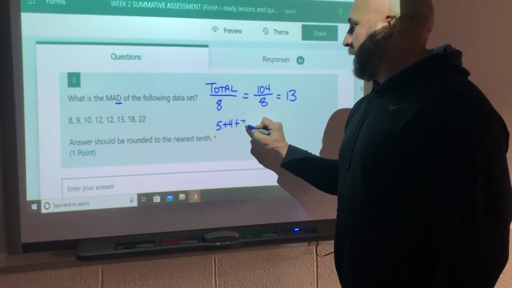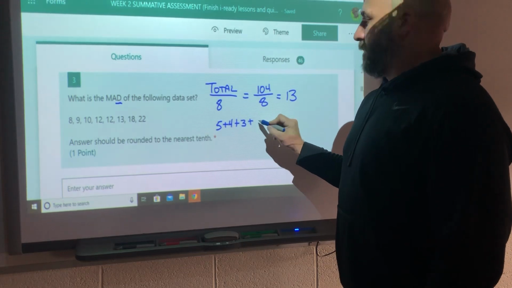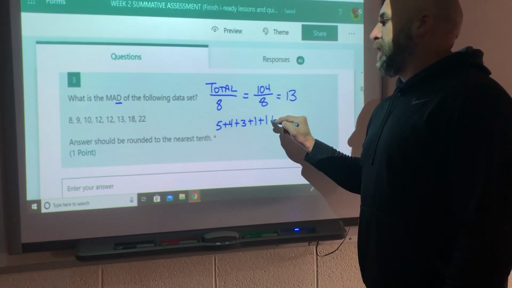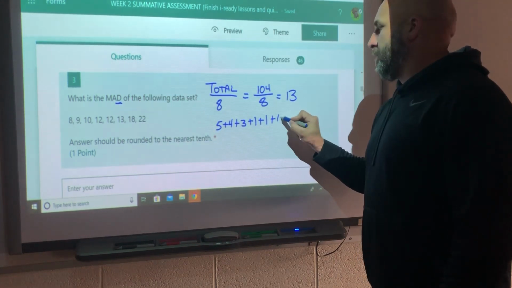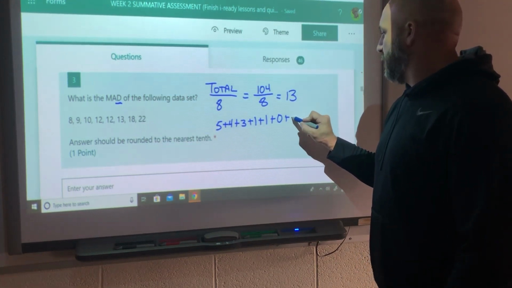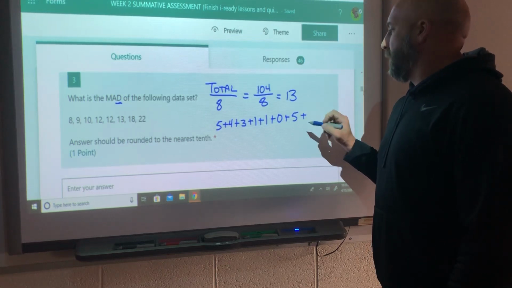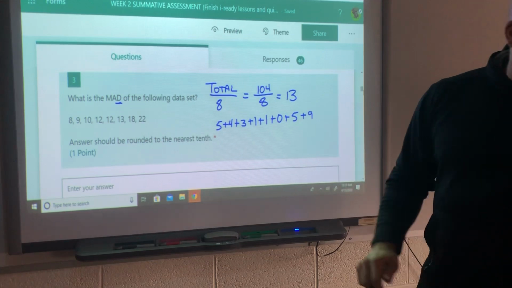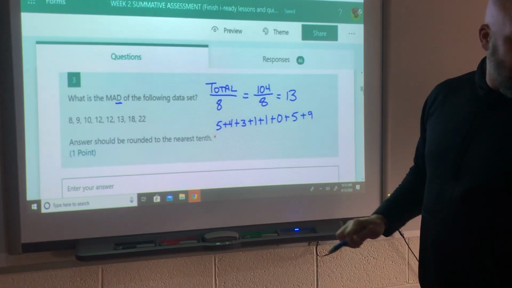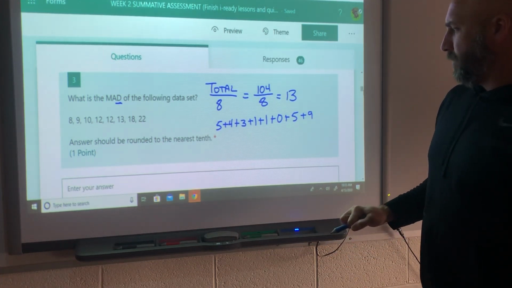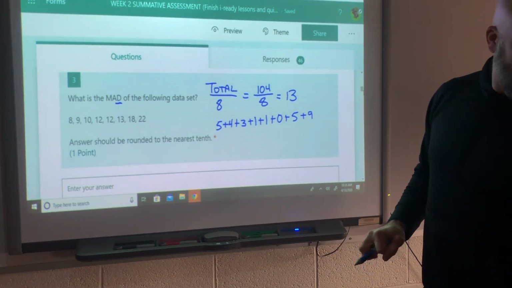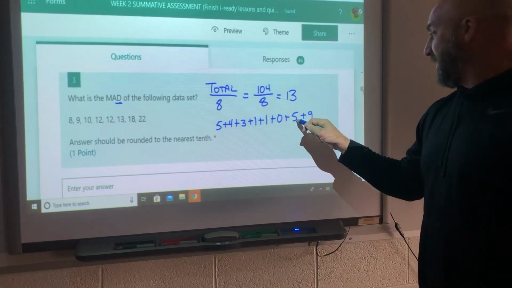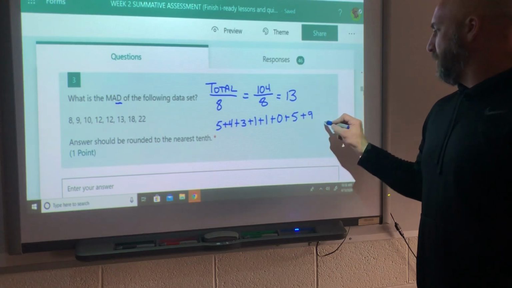We do this for each piece of data. 13 minus 12, you do that twice because it shows up twice. 13 minus itself is 0. 18 minus 13 is 5. And 22 minus 13 is 9. You add those all together and you get a total of, oh shoot, what did I do? I guess I'll do that right now. 9, 12, 13, 14, 19, 28. You get a total of 28.